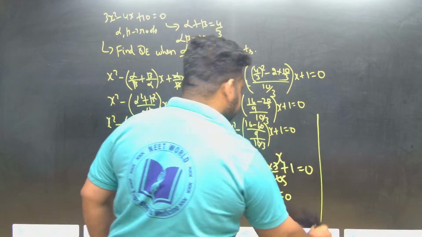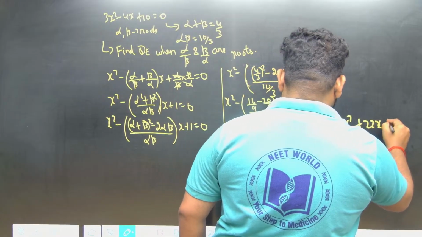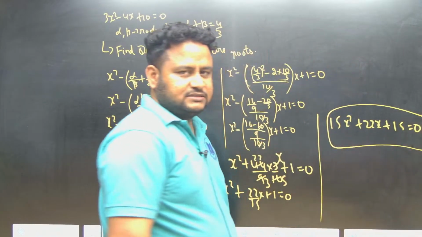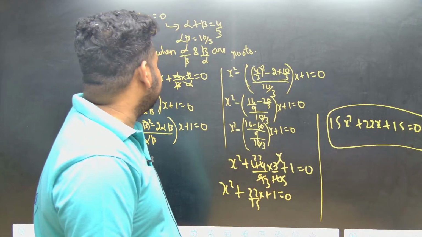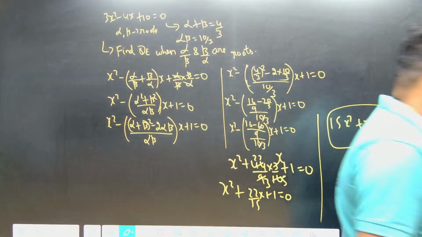So the quadratic equation finally becomes, if I take the LCM, 15x square plus 22x plus 15 is equal to 0. This is how you can simplify and get the answer easily. Clear, friends? This is how you can simplify. Okay, when the roots are given in a different way, how to find the quadratic equation we have learnt.